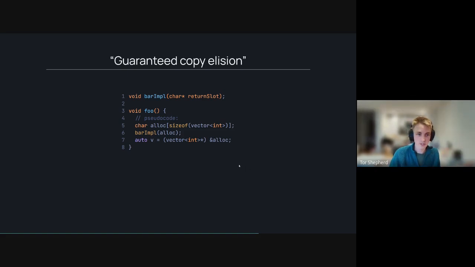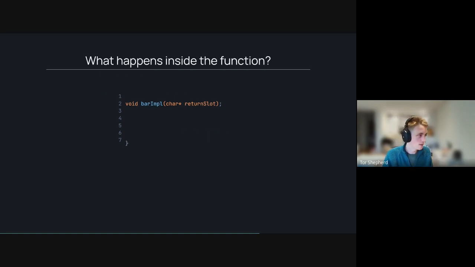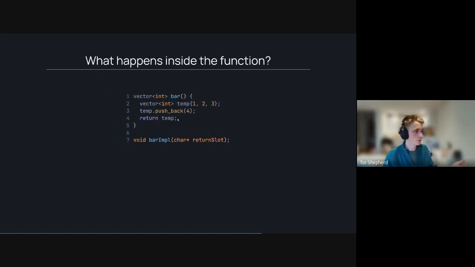And this is called guaranteed copy elision. This is one of the forms. This is guaranteed since C++17, so hopefully everybody out there, it's guaranteed for you. But what actually happens inside of the function, right? So let's say we wrote our function like this. What would this get rewritten to by the compiler?